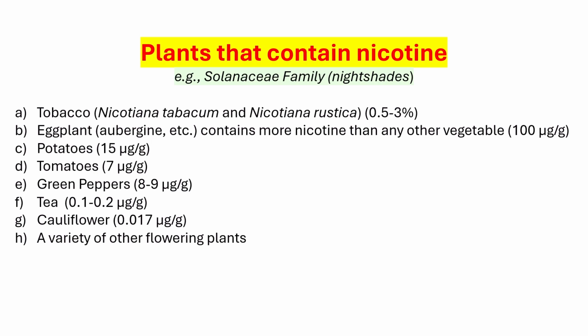Interestingly, many plants contain nicotine, in addition to tobacco, which contains the most nicotine at 0.5 to 3%. Plants of the nightshade family, such as eggplant, potatoes, tomatoes, green peppers, and cauliflower, also contain small amounts of nicotine, as does tea. Now, eggplant, interestingly, contains more nicotine than any other vegetable at 100 micrograms per gram. So if you go to your nice Italian restaurant and order an eggplant parmesan and a nice red wine and have an extra helping, you'll feel particularly good after that meal.